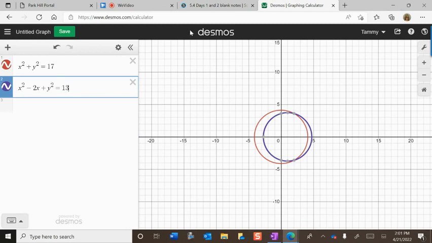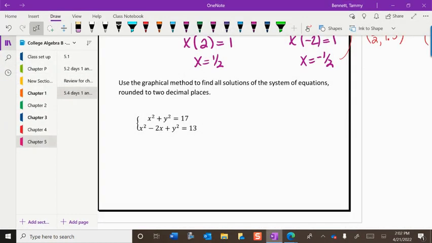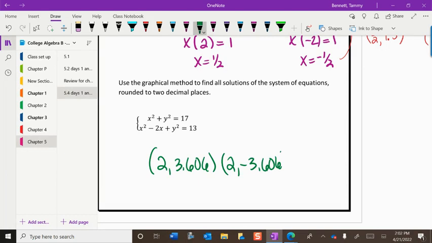All right, so if I solve, looks like I have 2 circles here. My first answer is 2 comma 3.606. And then the other one is 2 comma negative 3.606. All right, we just write the answers down on this one. So the first answer is 2 and 3.606. The second answer is 2 and negative 3.606.